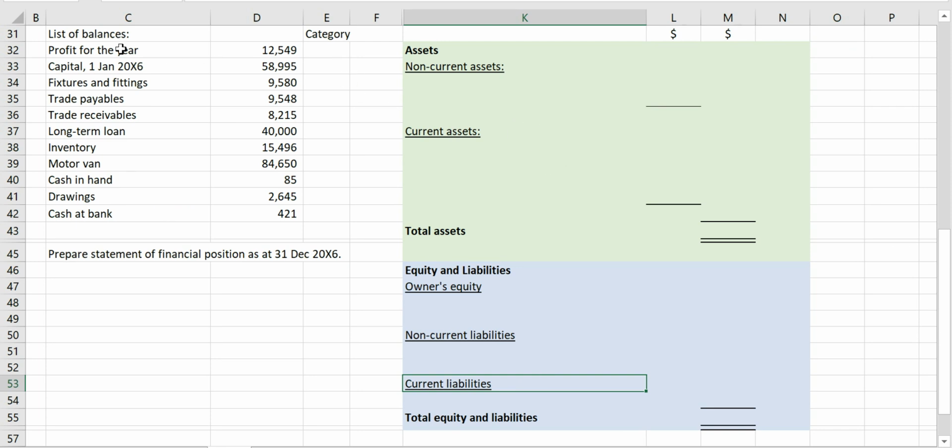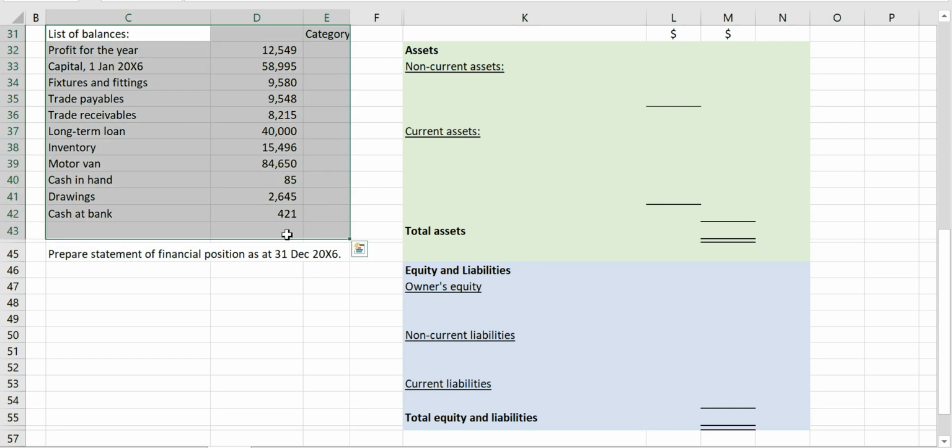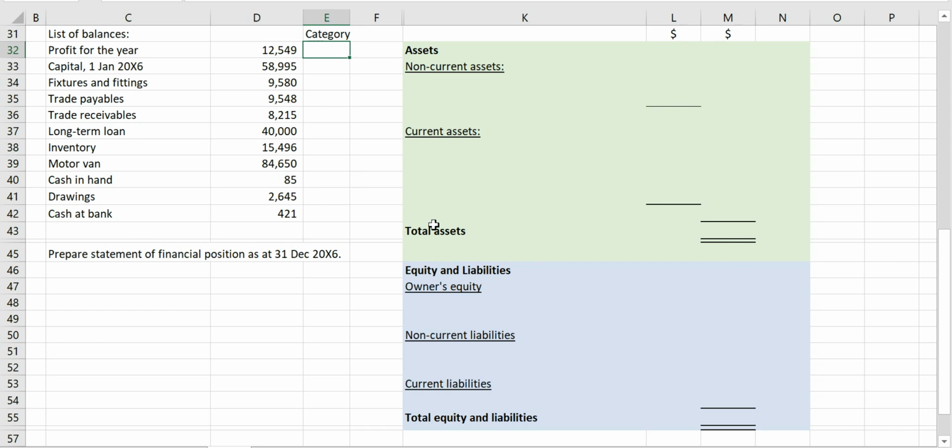Now, what we need to do, as we look at the question, is for each item, identify which of the 5 categories the item belongs to. Alright, so let's begin. On the question paper, we will list out with each item what they belong to. We'll use some simple notation to help us record that. For example, the profit for the year is known as equity, so we'll put an E to represent that. Capital at the beginning of the year, 1st January 2006, is also under category E.